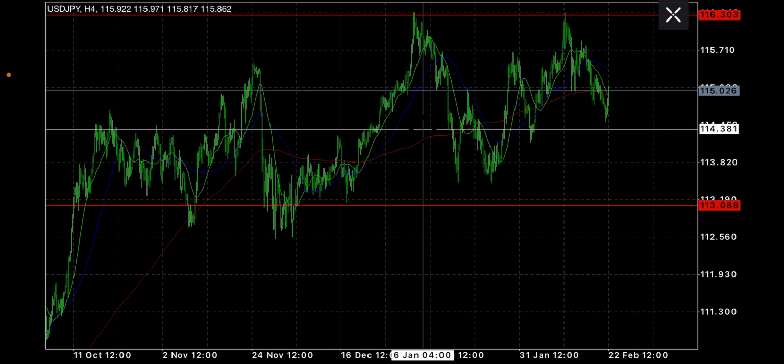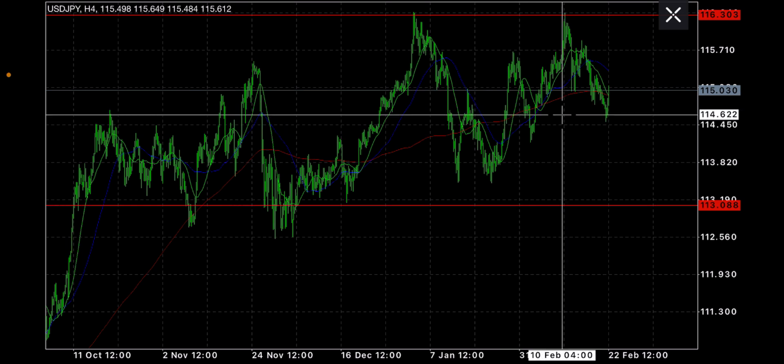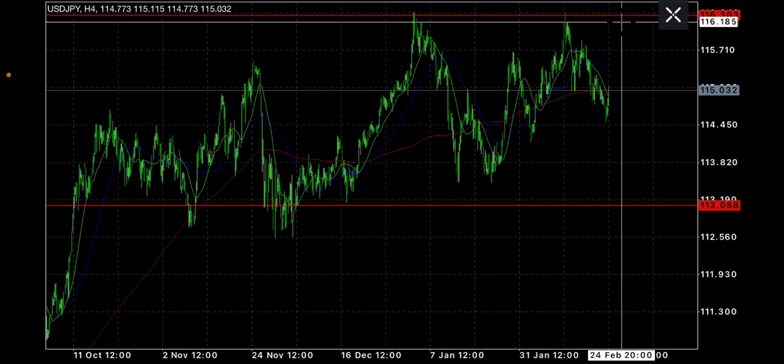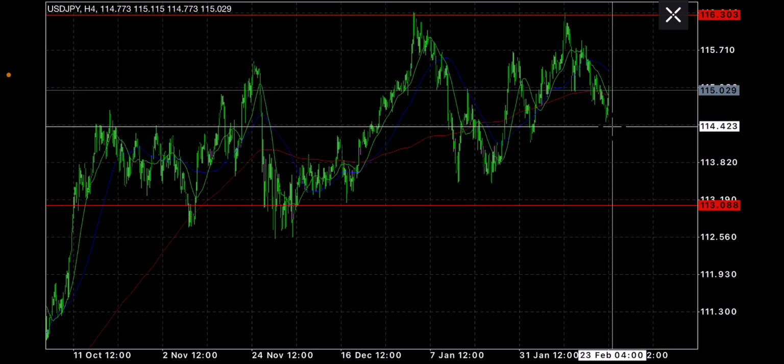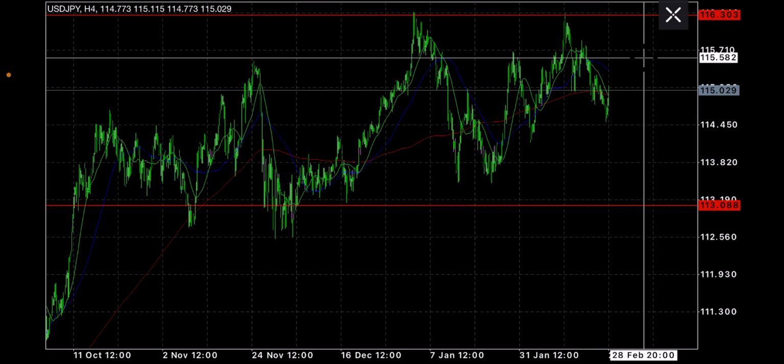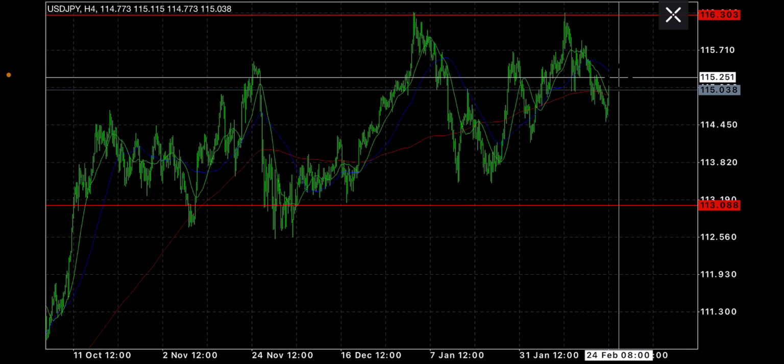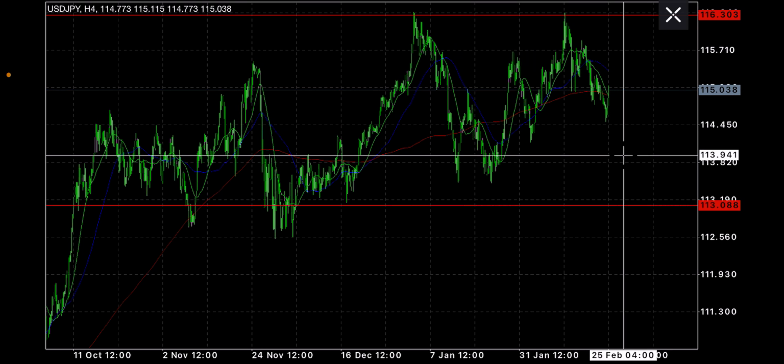Not looking for one to become significantly stronger than the other, but we'll be looking for one to become much weaker than what it is. And that will cause the chart to either go up or go down. What will cause it to go up is if JPY became significantly weaker than it currently is. And what will cause it to go down is if the USD became significantly weaker than it is.